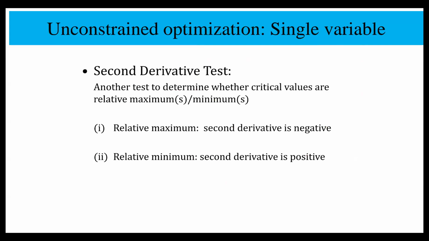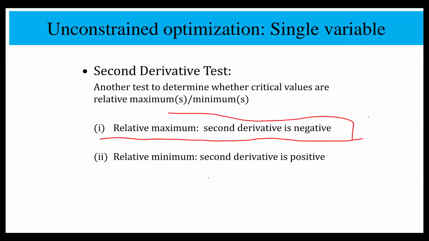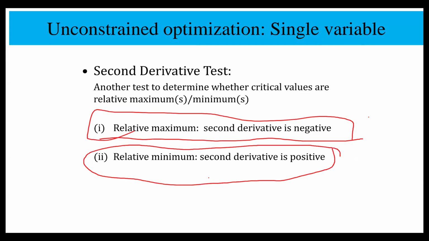Now, the take-home message is that the relative maximum is given when the second derivative is negative. So when the second derivative is negative, then you have the maximum. You got that one? Don't get mixed up. Then the relative minimum: the function is minimum if the second derivative is positive. It's more like the opposite.